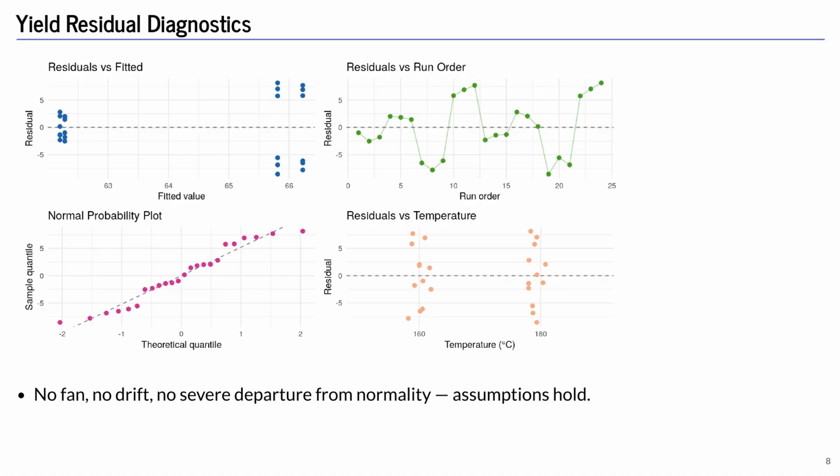And when residuals are examined by temperature level, the spread at 160 degrees and at 180 degrees looks comparable. No evidence of heterogeneous variance across temperature groups. Taken together, these 4 plots raise no concerns. We can proceed to the formal test of model adequacy with confidence that the basic assumptions are not being violated.